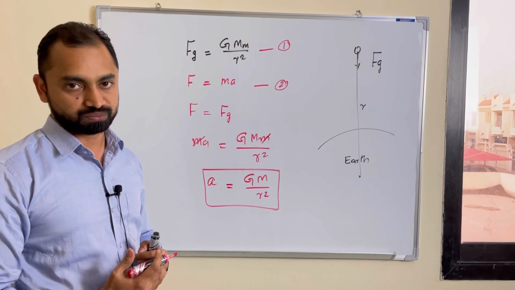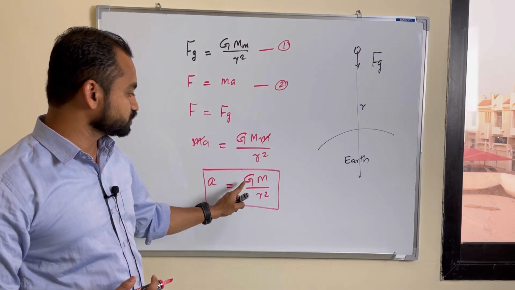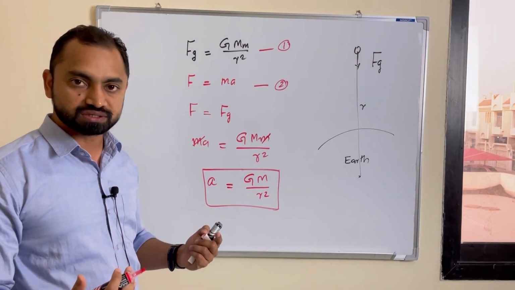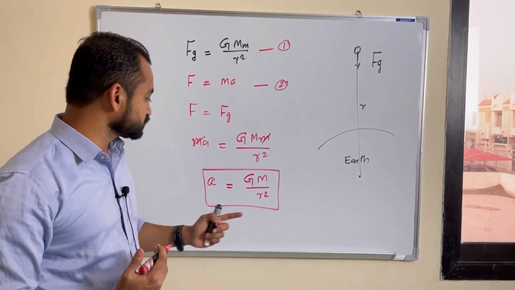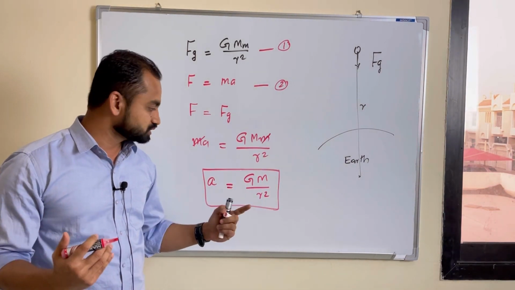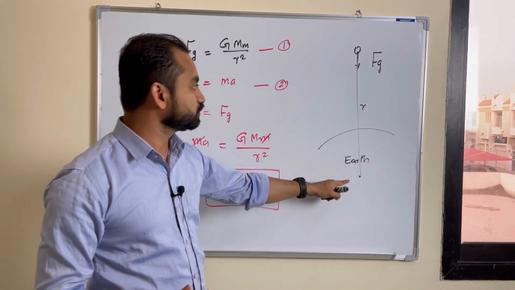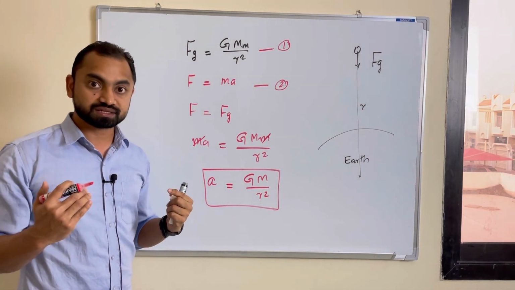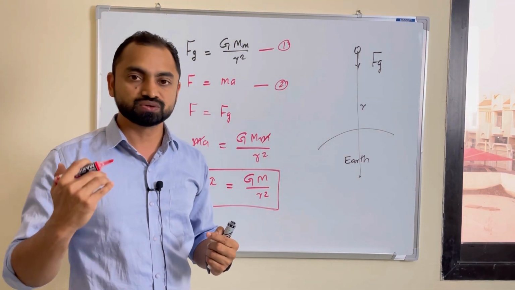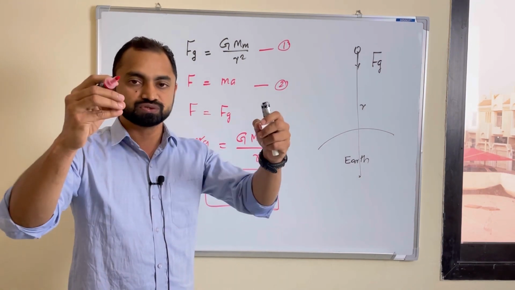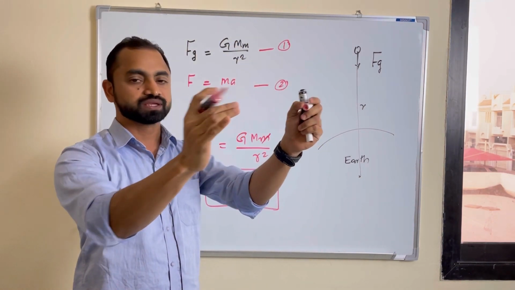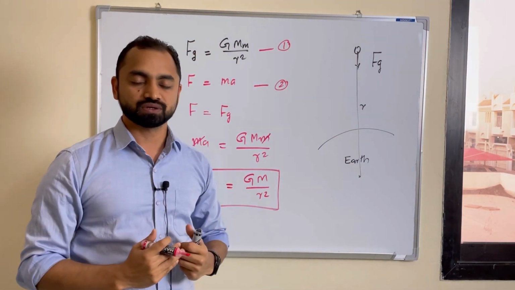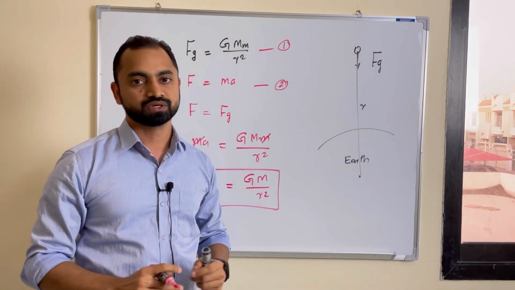In this equation you can see that the acceleration of a falling object does not depend on the mass of the object. G is a constant called the universal gravitation constant, M is the mass of Earth, and r is the distance from the center of Earth to the object. So if you drop a heavy object and a lighter one, both will have the same acceleration. So both will be falling at the same velocity, and both will take the same amount of time to reach the ground.